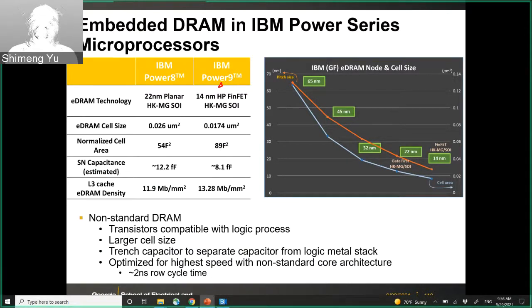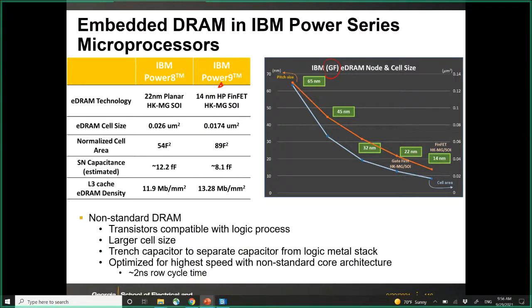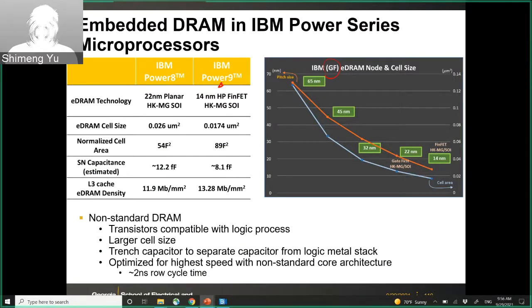This Power 9 processor is fabricated in 14 nanometer FinFET, and IBM is a partner of GlobalFoundries. So the fabrication is done at GlobalFoundries, at least for the Power 9. And for Power 10, IBM switched to either Samsung or TSMC because they want to move to a 7 nanometer process, and GlobalFoundries cannot do that.